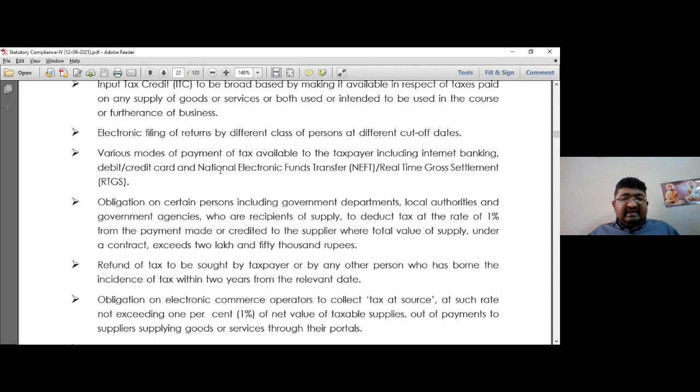Right, sir. Then, sir, payment. I can make the payment of GST liability through internet banking, electronic NEFT, RTGS, credit card, debit card. Where the payment amount exceeds 10,000, you can make only online payment. You can make offline payment when the amount is less than 10,000.